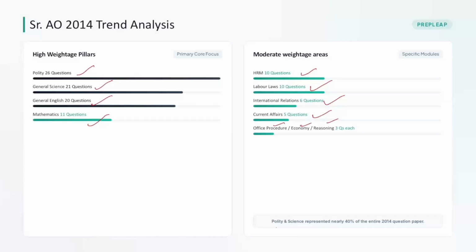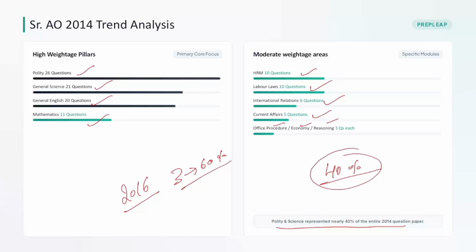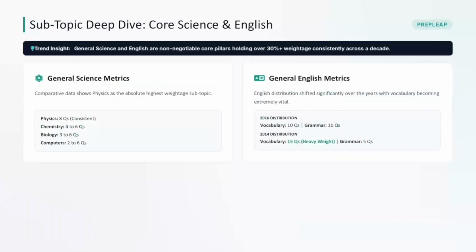If we see here, Polity and Science itself made 40% of the exam. Just the two topics. So in 2016, we saw three topics making it around 50%. Here, two topics making around 40%. So, focus on special areas is so important in such exams.